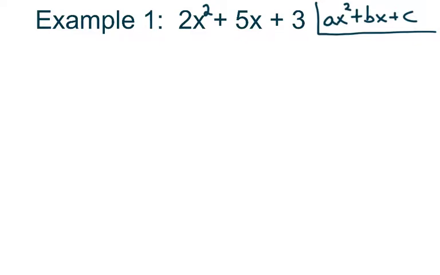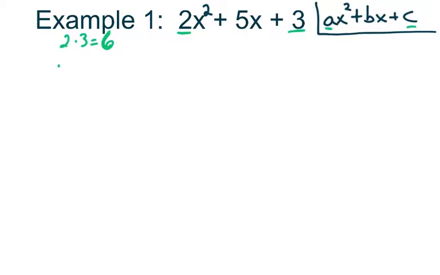So now, let's begin. I've got this equation 2x squared plus 5x plus 3. To start, I'm going to take my 2 and my 3, my a and my c, and multiply those two together. So 2 times 3 is 6. I'm going to use that 6 in just a moment.